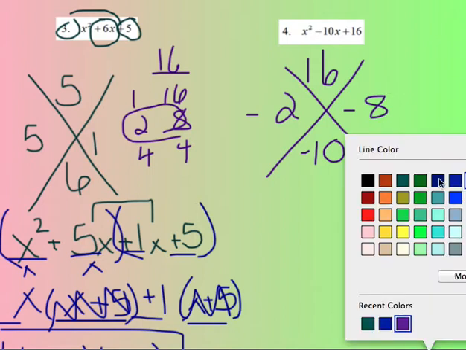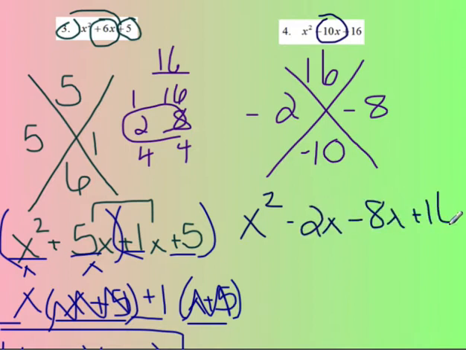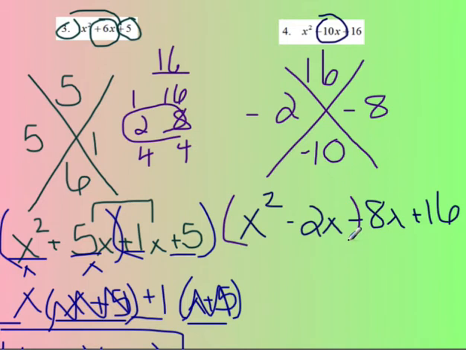So now that I've done that, I'm going to split up this -10x. So I first have x squared. Now instead of writing -10x, I'm going to write -2x minus 8x plus 16. Okay, now from here I can go about factoring by grouping once I have 4 terms. So I make my first group and my second group. Between x squared and 2x, I can take out an x, and then I'm left with x minus 2.